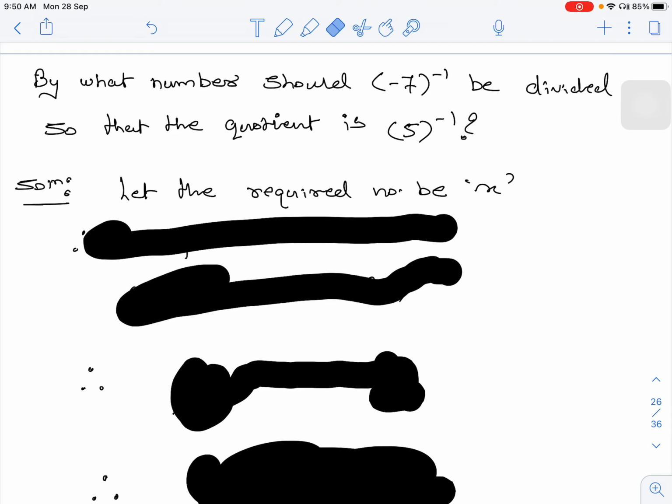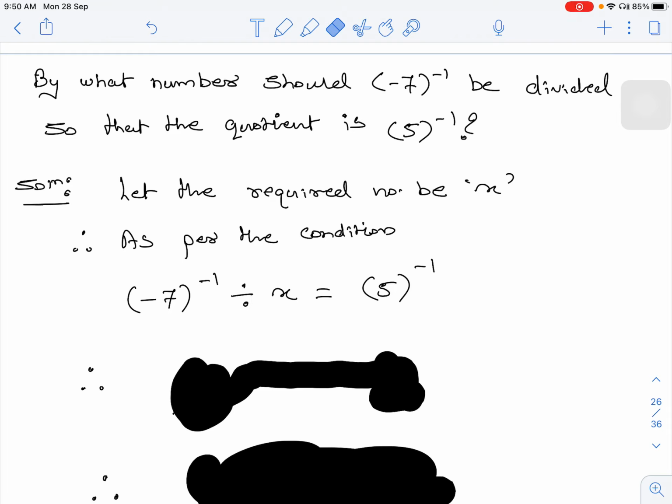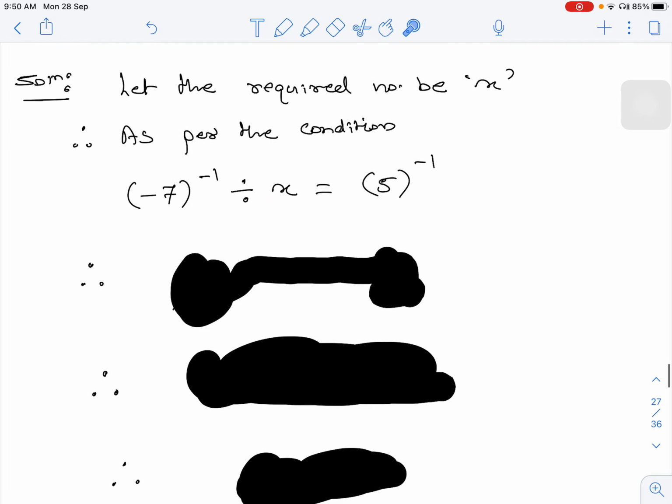Okay, so as per the condition, what is the condition? Minus 7 raised to minus 1 should be divided by x to get 5 raised to minus 1. Now remember that this number is having a negative power. If you want to make it positive, we have to write the reciprocal of this number. Same here, this number is also having a negative power, so to make it positive, we have to take the reciprocal of 5.